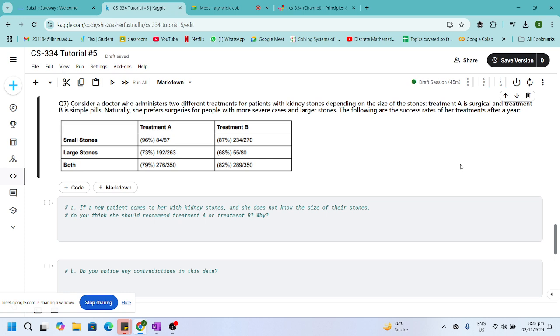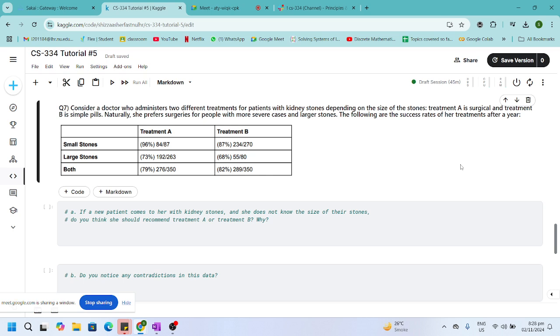Anyway, so consider a doctor who administers two different treatments for patients with kidney stones depending on the size of the stones. Treatment A is surgical and treatment B is simple pills. Naturally, she prefers surgeries for people with more severe cases and larger stones. The following are the success rates of her treatments after a whole year. And we're given a table.